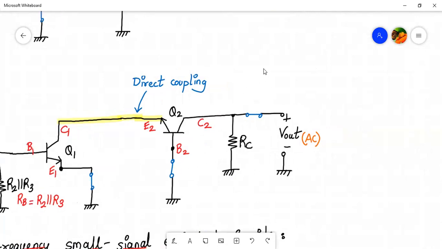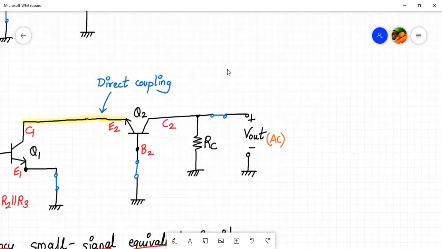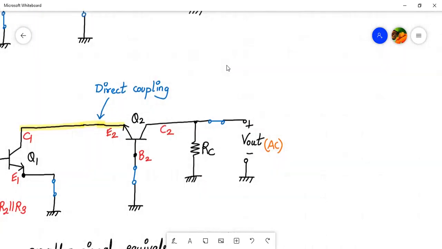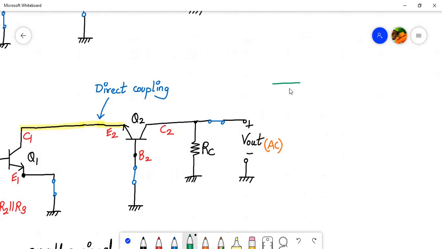So we have to draw the model also. We have to orient it in this manner, right? So let me draw that way a short model over here, small signal hybrid pi model. So here we have base 2, here we have emitter 2, and here we have collector 2. So we have to remember the basic thing, right?